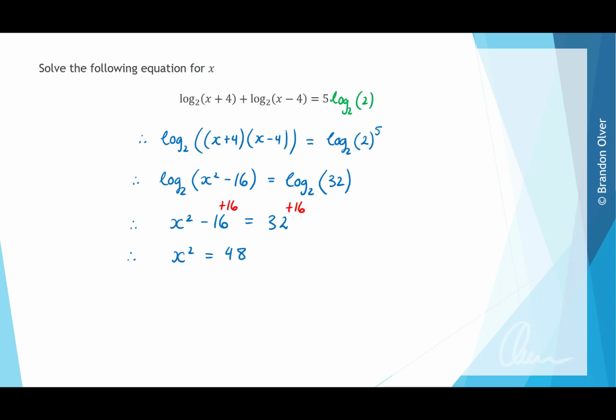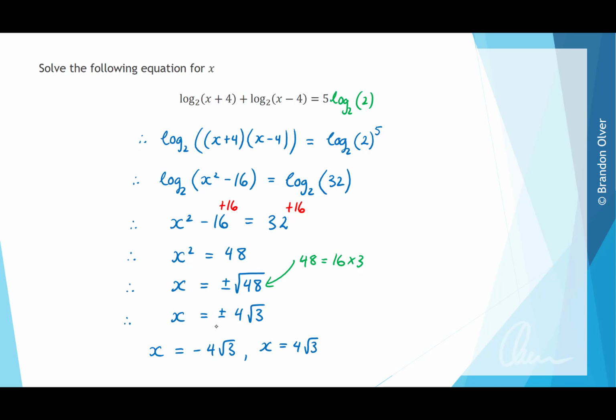So if x squared is equal to 48, then we know that x is equal to plus or minus the square root of 48. And we can simplify that: x is equal to plus or minus, and 48 is simply equal to 16 times 3. So we can simplify this to be 4 times the square root of 3. So our potential solutions are x equals minus 4 root 3 and x equals 4 root 3.